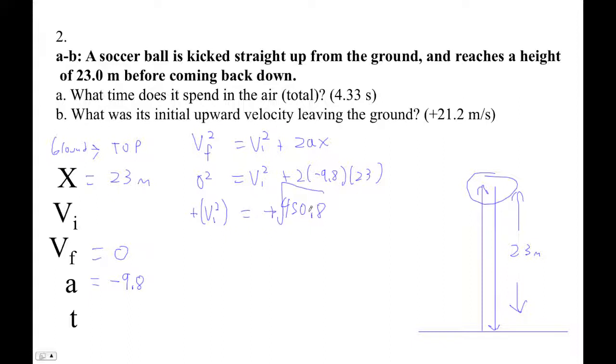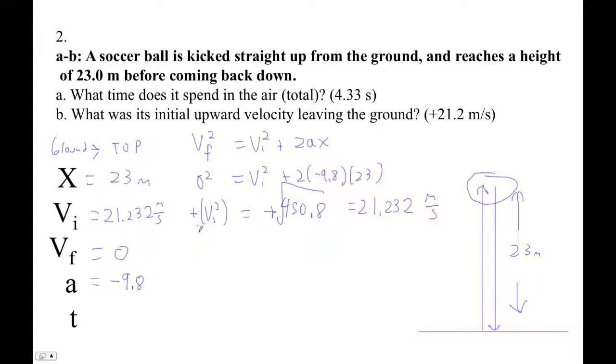So second square root, the opposite of the answer. I get 21.23. So that's my initial velocity, right? And then it says what time does it spend in the air total?